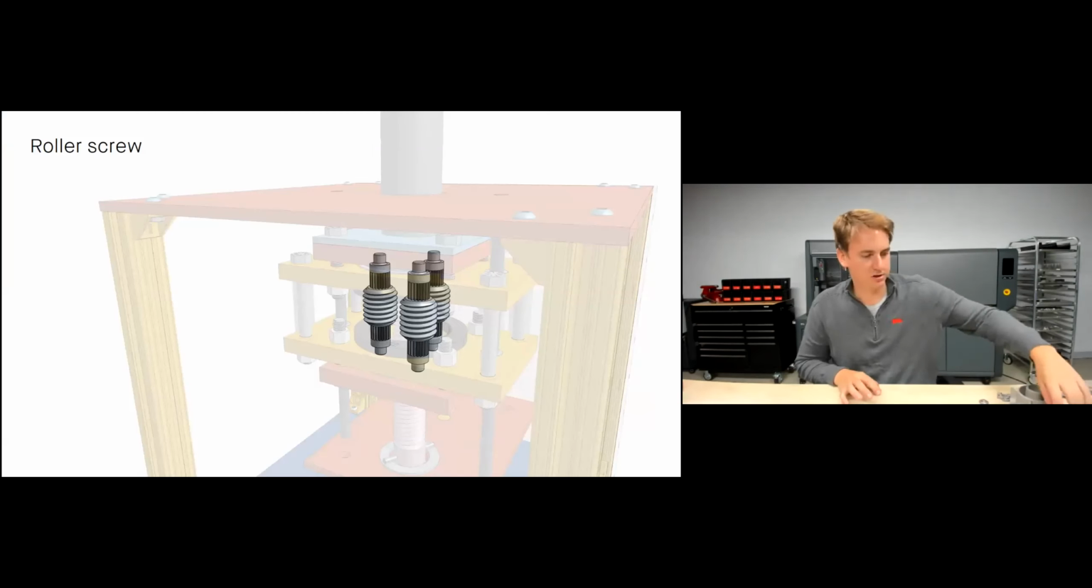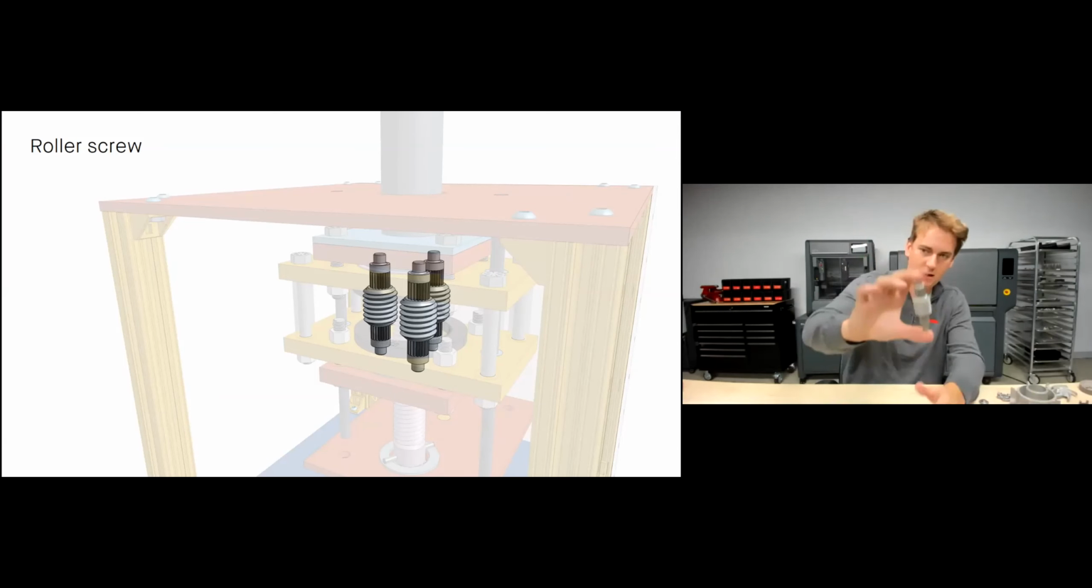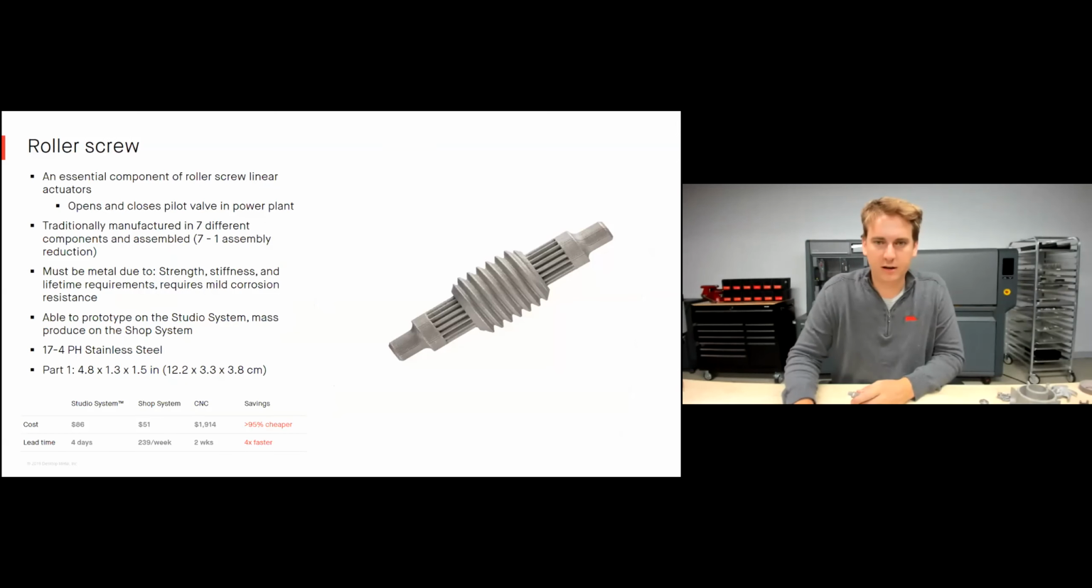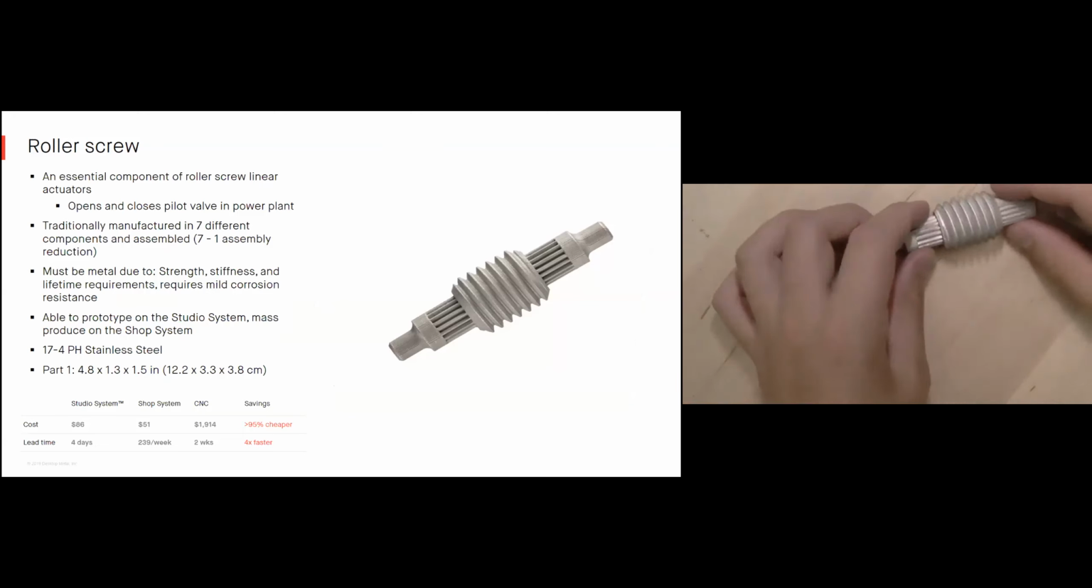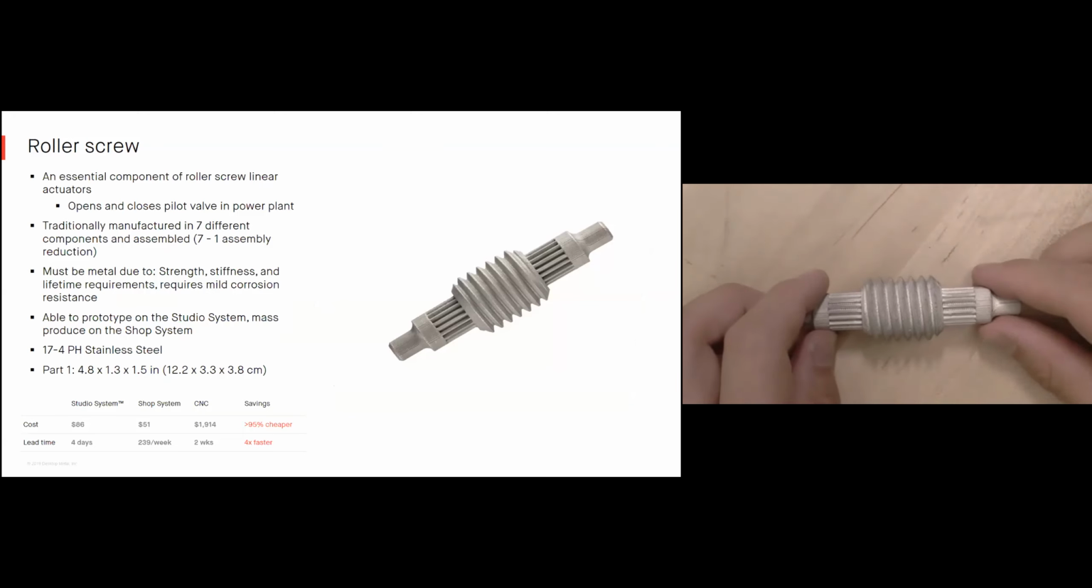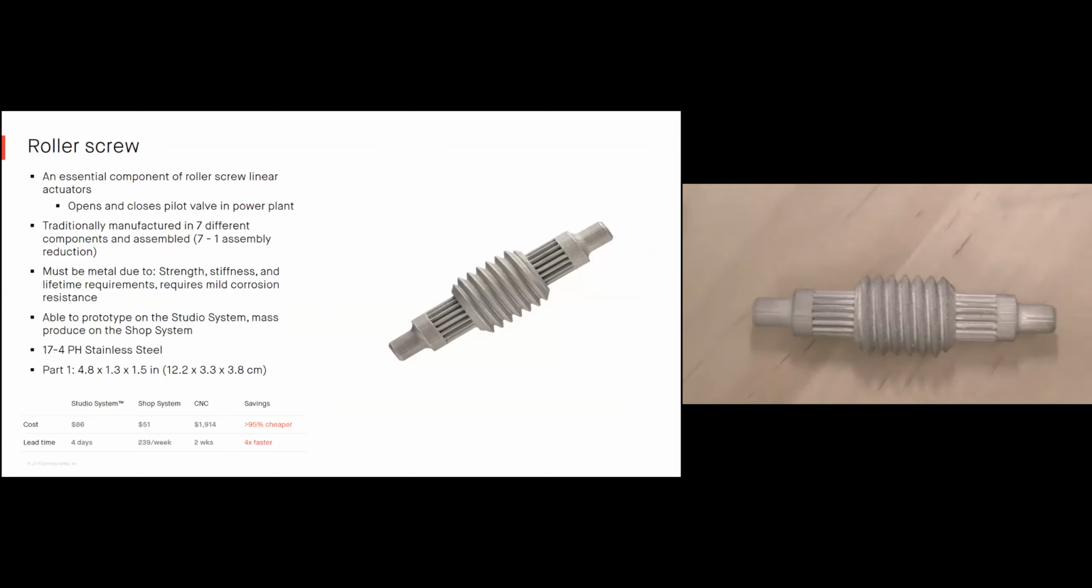So let's talk through some applications of the studio system. We'll start with the roller screw. This is a part that I have with me here today. I'll go ahead and put it under the scope here so you can see it in a little bit higher detail. But the roller screw is actually an essential component of a linear actuator. This one's actually used in a power plant for opening and closing the steam pilot valve.